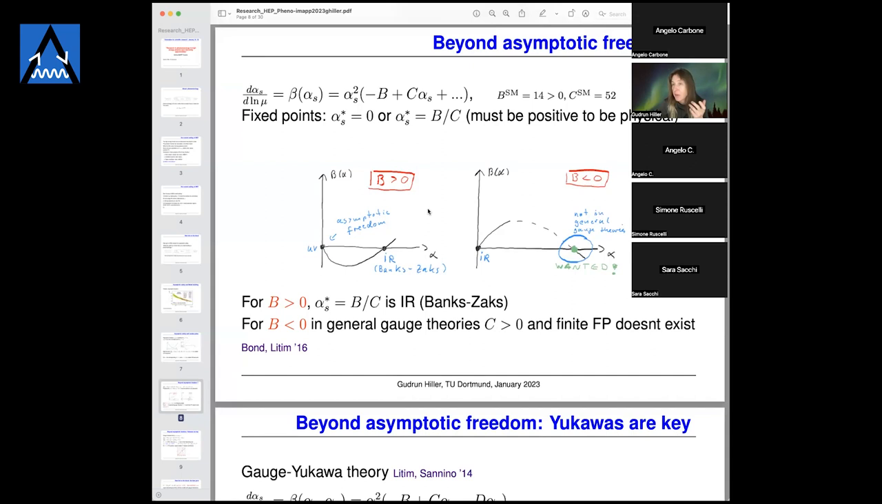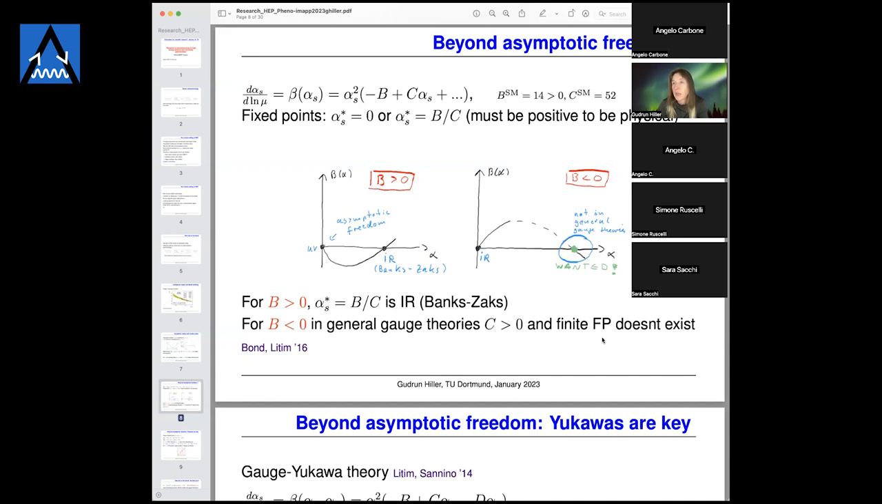So we think about other, more general interactions or gauge theories, where maybe B can have the other sign, for instance like in the hypercharge in the standard model. Then we have this infrared fixed point here, and the beta function should go up, and then maybe go down. So this green point is the wanted one, because it has the right slope for a UV attractive fixed point. But it turns out that this cannot be realized with just gauge theories. That's a theorem from 2016.